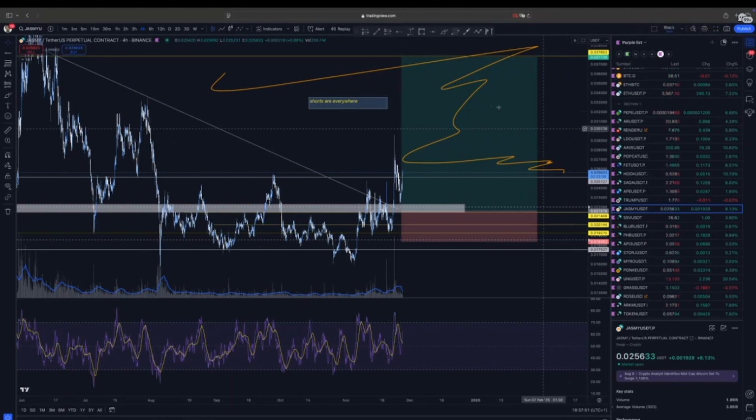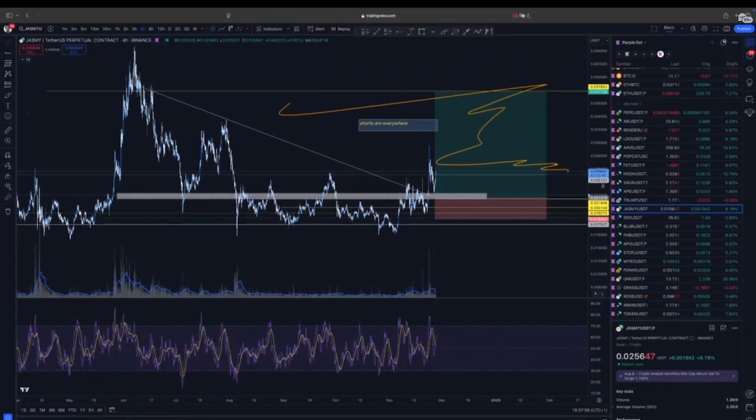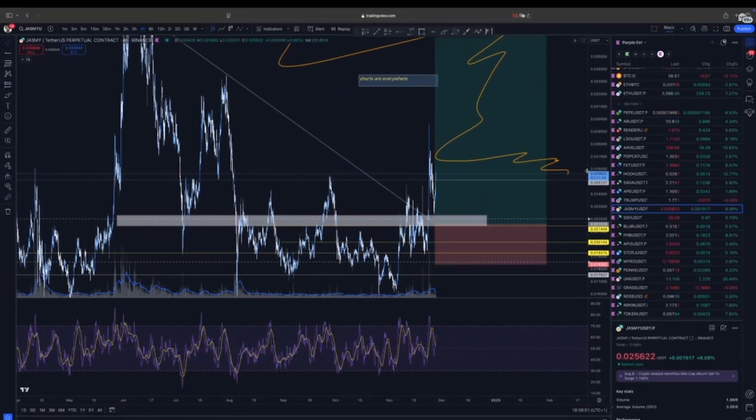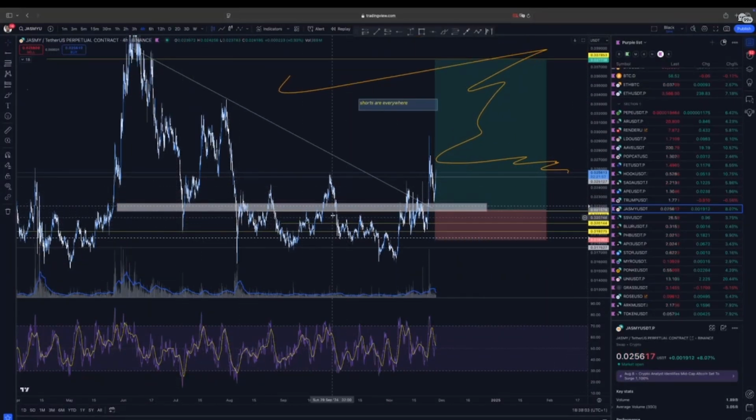Everybody sees the same things. They're like, oh, it broke this. Everybody starts longing. Then what happens? Price goes up because everyone's looking at the same thing. So, anyways, long story short, when you get a break, this is my favorite type of trade. Honestly, it broke supply, broke diagonal. We have liquidity above. RSI was curling up.